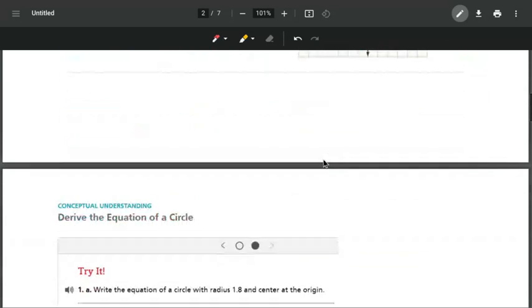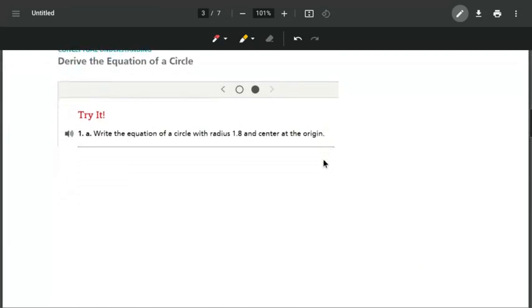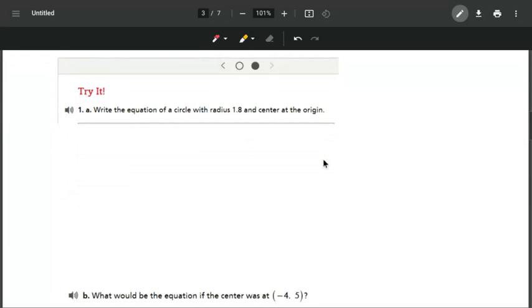We'll do some examples like it. This is example 1. We have to write our equation where the radius is 1.8 and the center is the origin. When the center is the origin, that means it's the point where the x and y axes meet. So the origin is the point (0, 0), and also the center. So the h would be 0, the k would be 0, and the radius is 1.8.